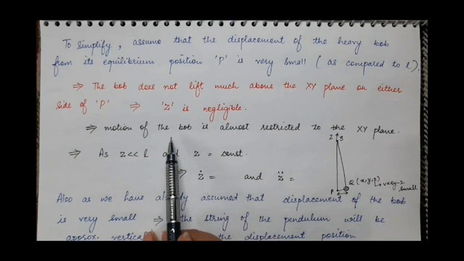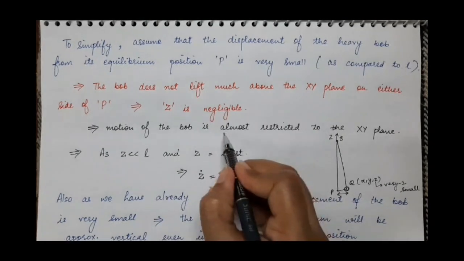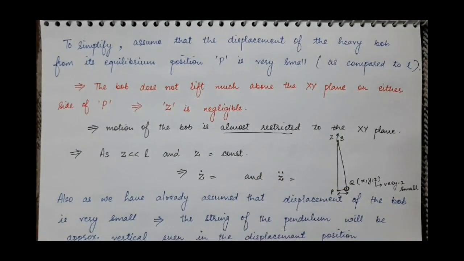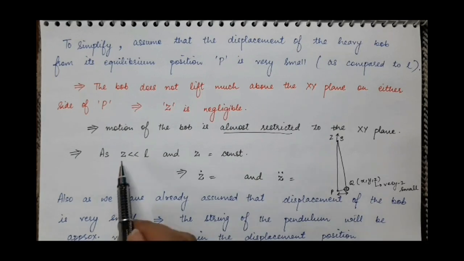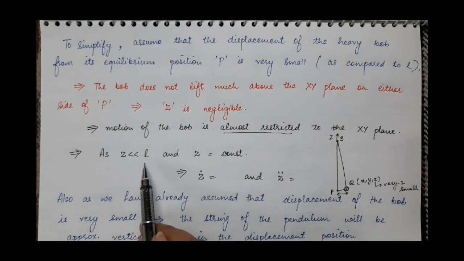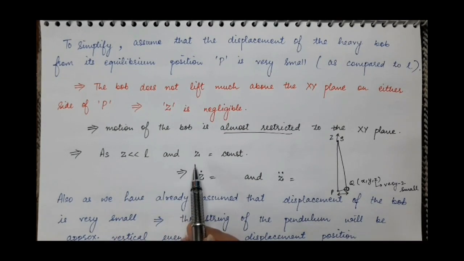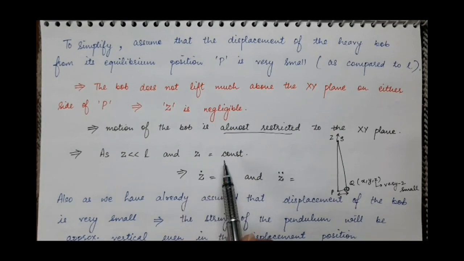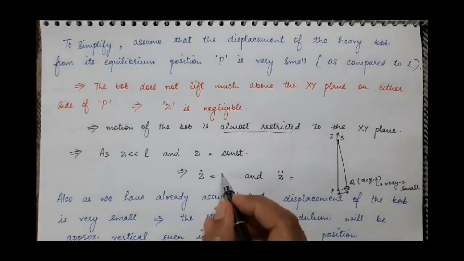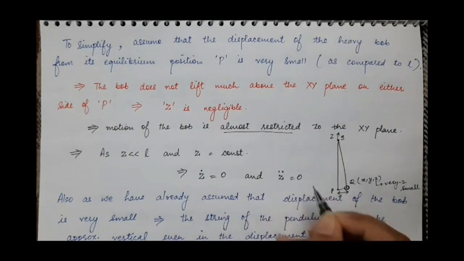The motion of the bob is almost restricted to the xy plane. It is not exactly in the xy plane, but it is almost restricted to the xy plane. So now as this z is very small as compared to L and it is constant, z is approximately equal to 0 and having constant value. So z dot will be 0 and z double dot will be 0.